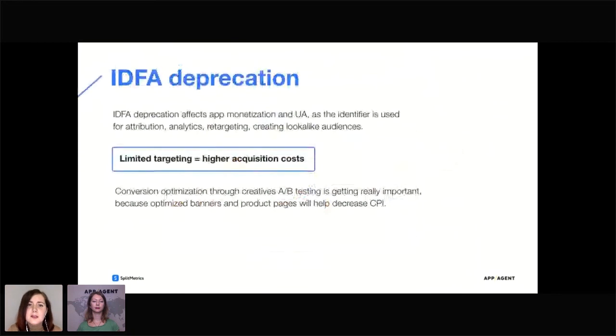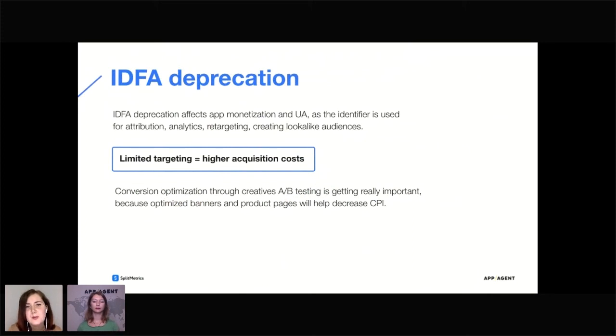As for the IDFA deprecation, which you all heard of by now, obviously, even though it has been postponed by Apple till early 2021, there's a lot to discuss already. So a quick recap: the new app tracking transparency framework will require that app publishers explicitly ask users to allow their advertising data to be tracked through IDFA by showing a pop-up message.